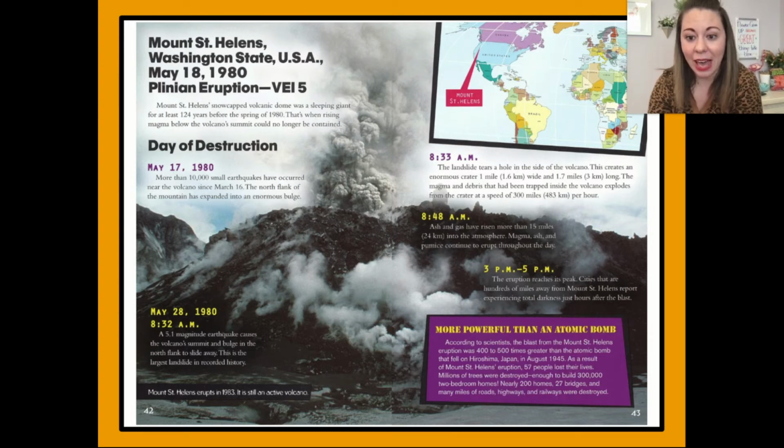As a result of Mount St. Helens eruption, 57 people lost their lives. Millions of trees were destroyed, enough to build 300,000 two-bedroom homes. Nearly 200 homes, 27 bridges, and many miles of roads, highways, and railways were destroyed.